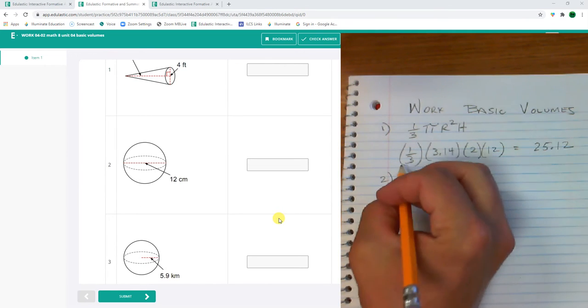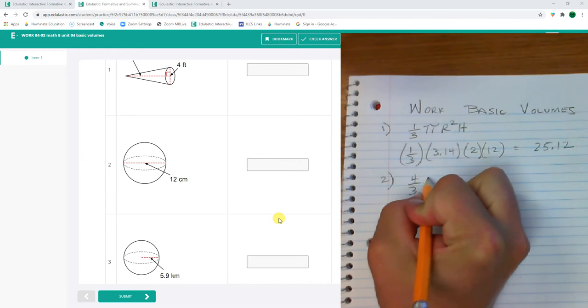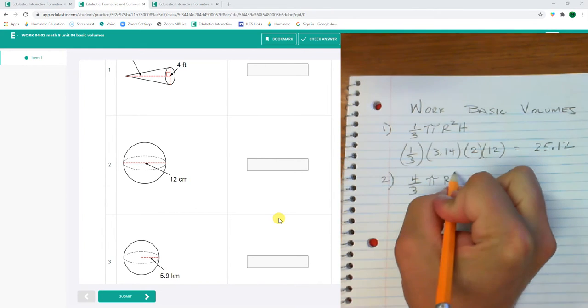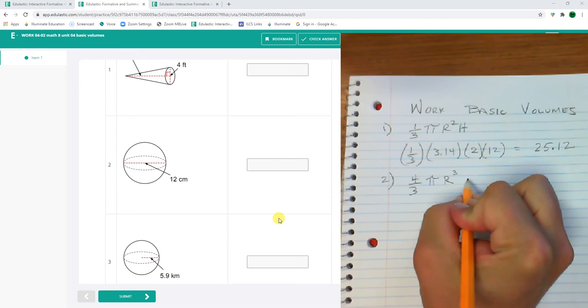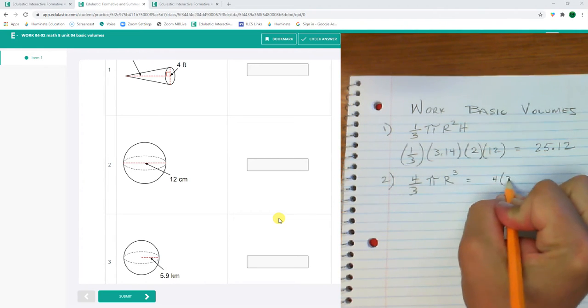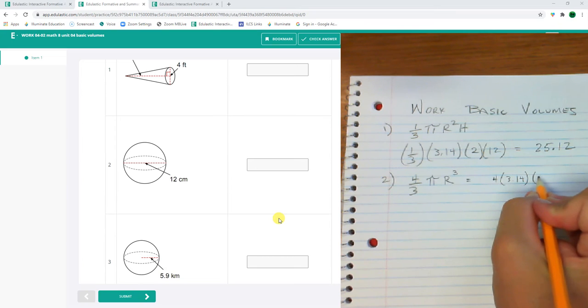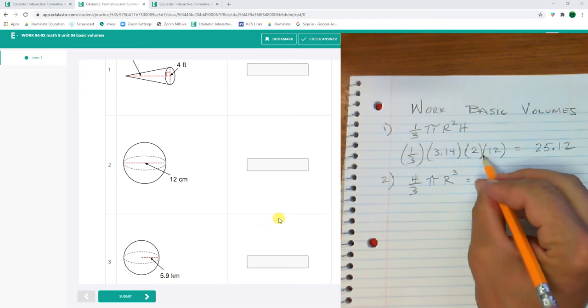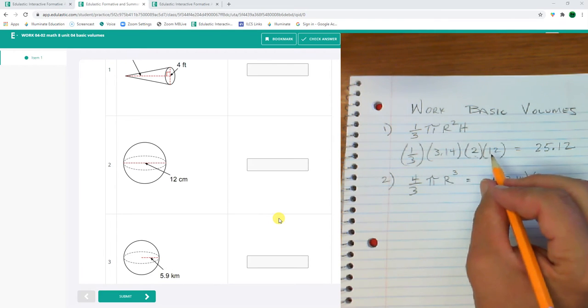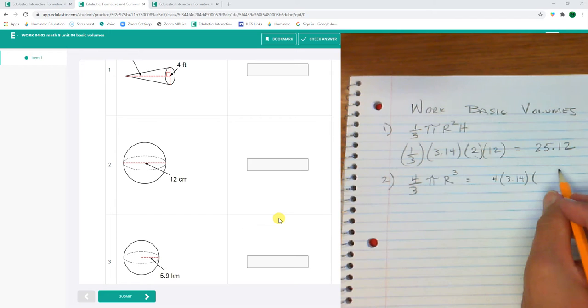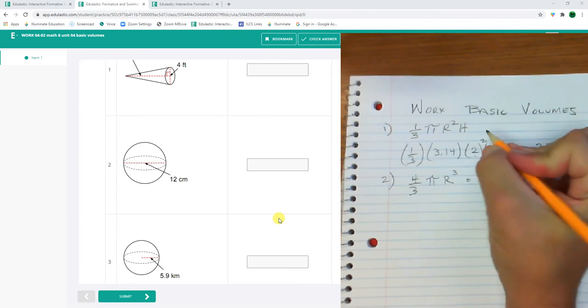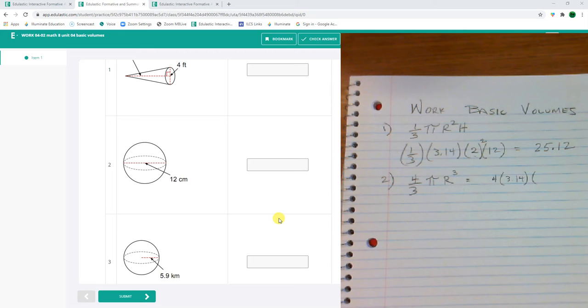Number 2. A sphere is 4/3 pi r cubed. So 3.14. I didn't square this, did I? I'm going to go back to number 1. Pi r squared. I need to square this. So 3.14 times 2 times 2 times 12 divided by 3. How about 50.24?